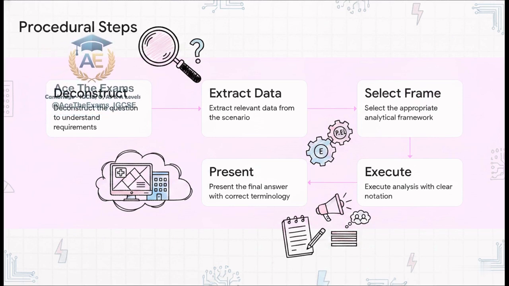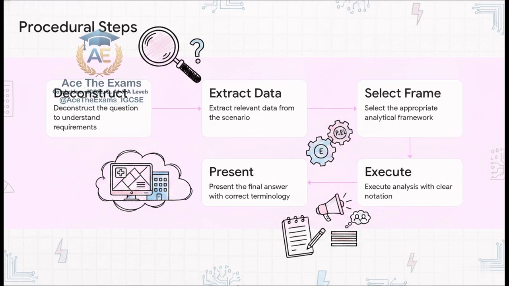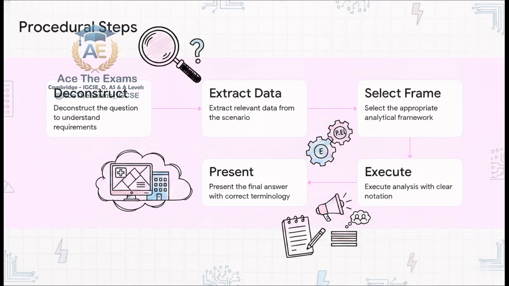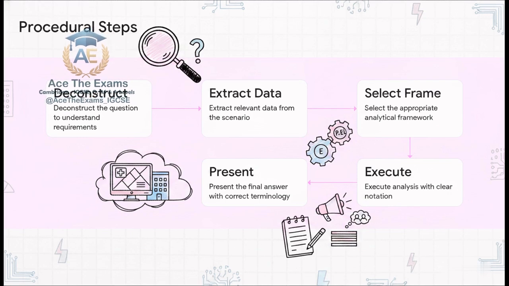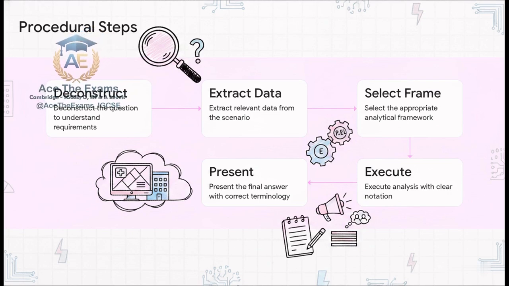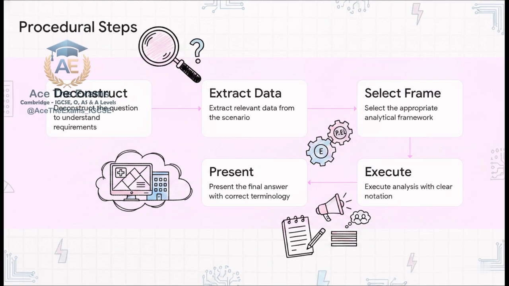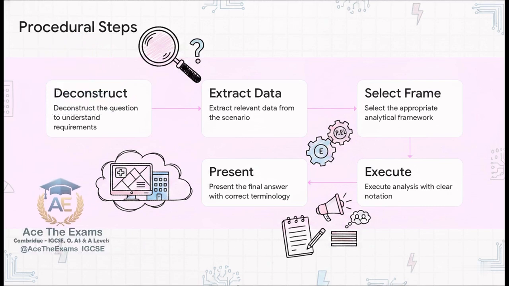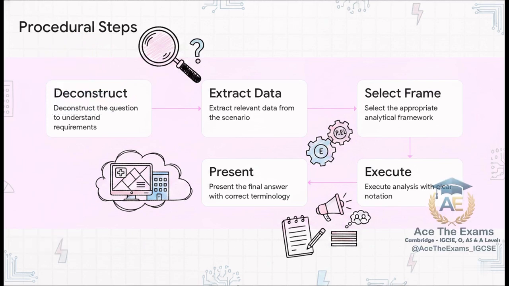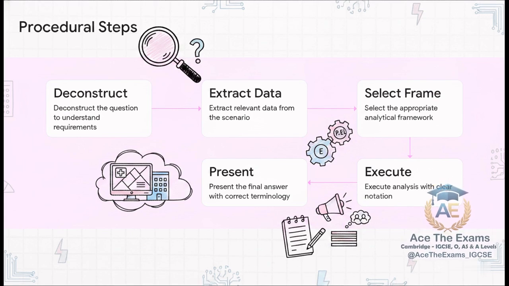Let's do a rapid rewrite of Sam and Alex's answers together right now. Step 1. Deconstruct the question. You literally take your pen and underline the command word and the specific demographic. Step 2. Extract data from the scenario. If the scenario is a rural hospital in a developing nation, extract that context immediately. Step 3. Select your framework. We are, of course, using the PEAL framework we just talked about. Step 4. Execute with clear notation. This means structuring your paragraph logically, not just a massive brain dump.